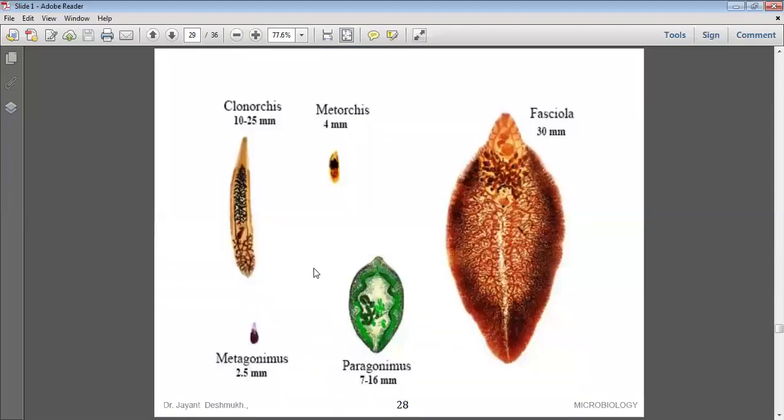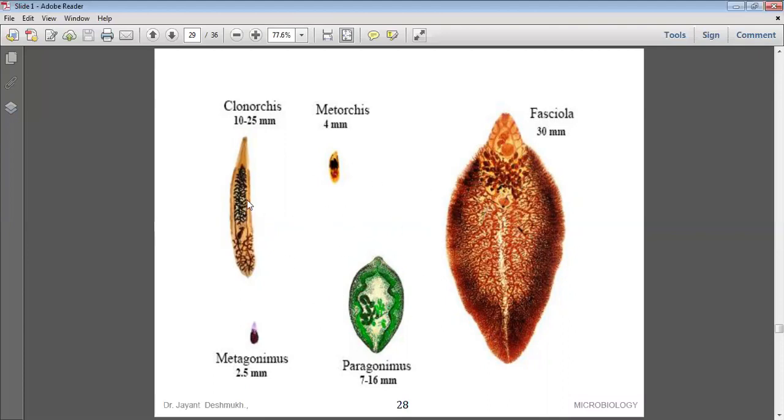Now just compare these. This is Clonorchis sinensis. It is less thick compared to Fasciola hepatica. Fasciola hepatica is 30 millimeter, that means how many centimeter? 3 centimeter length and 1.2 centimeter thick, very thick. It is leaf-like structure. This is Clonorchis sinensis. It is 1 to 2 centimeter in length and 0.4 centimeter, which means 4 millimeter thick. This is 1 centimeter thick. This is 4 millimeter thick.